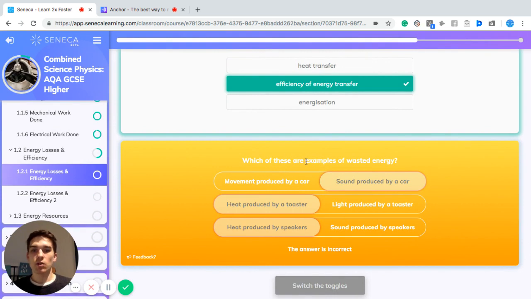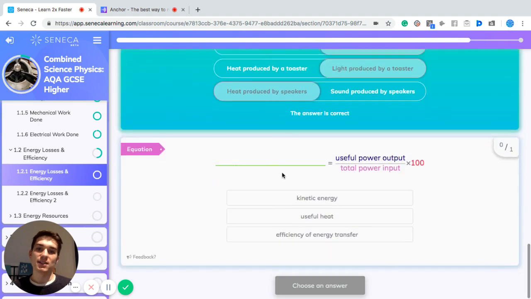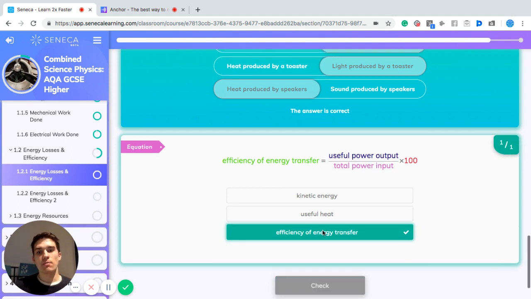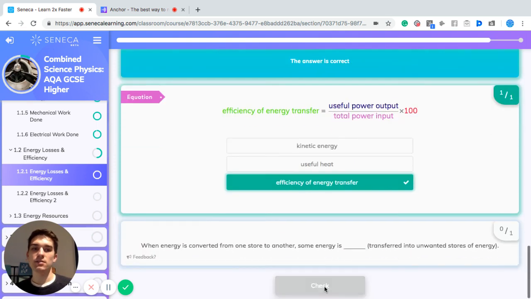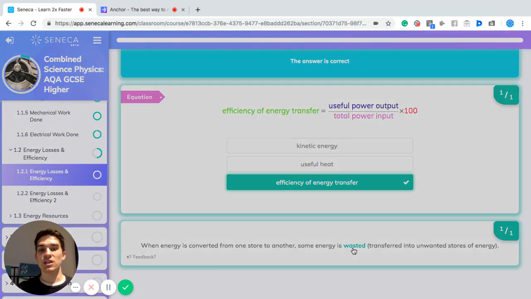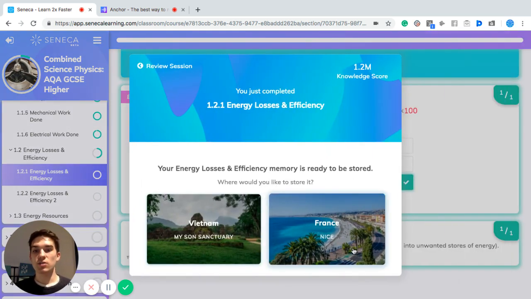And some more examples of wasted energy would be like the sound produced by a car, the light produced by a toaster, and the heat produced by speakers. Can you remember that equation for efficiency? Well, remember, it's useful power output divided by power input times by 100. And to recap, when energy is converted from one store to another, some energy is lost or wasted, and that means it's transferred into different stores that are not wanted.